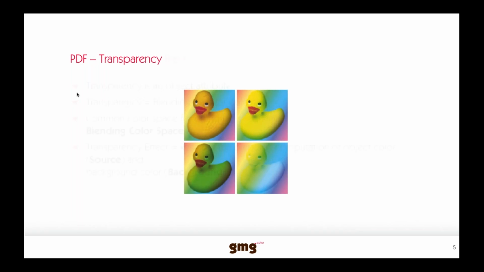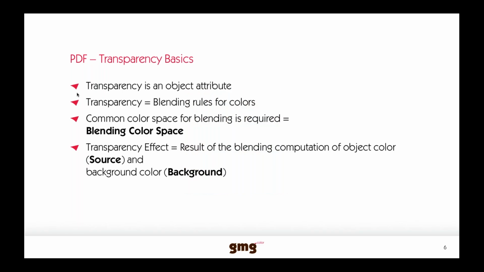So let's start with the transparency. Transparency basics: transparency is an object attribute. I think all of you know that if you are designing a page in InDesign, it's possible to highlight one element, one object, and give it a transparency attribute. So you can give it a so-called blend mode. You can use hard light or multiply or something else. So this is an attribute for transparency.